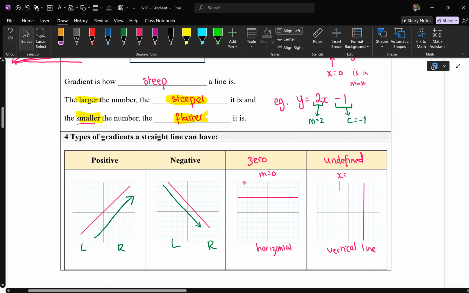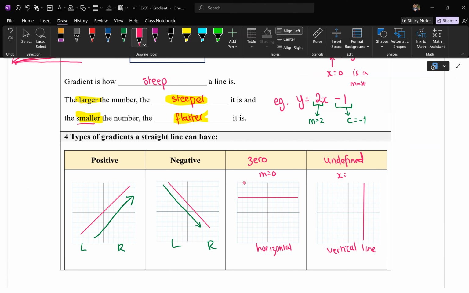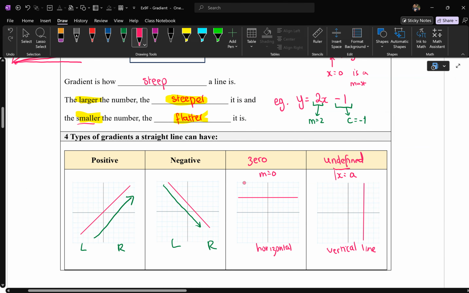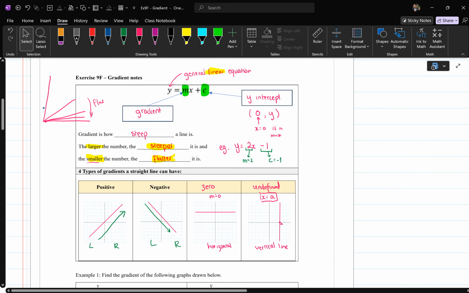So for yourselves, write your notes here. If you just write x equals a, so a being a number, then you will have a vertical line. Let's just write a so that you know. So it just means that it will have a vertical line. That's the notes for you to take.